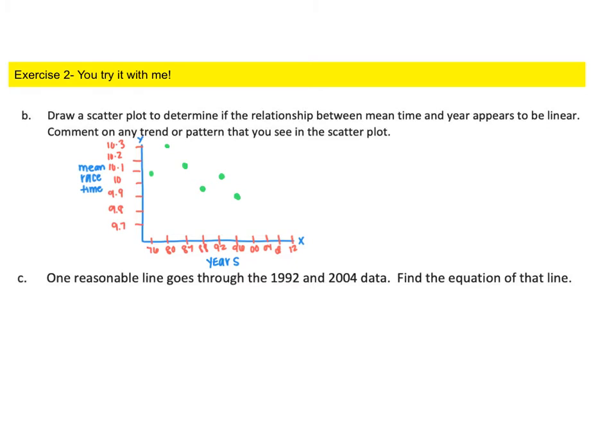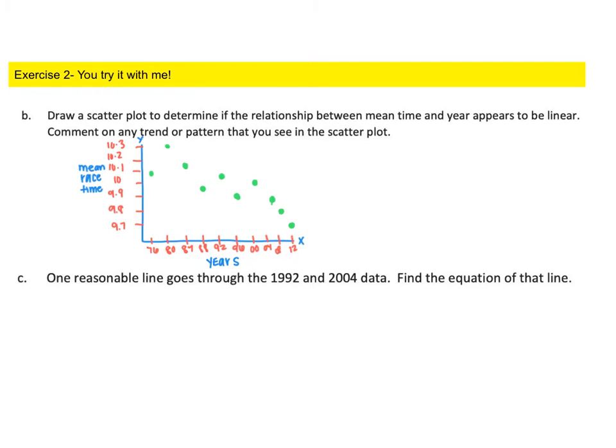For the year 2000, it was 9.97, so very close to 10. For 2004, 9.86. It's close to 9.9. 2008, 9.83. And then 2012, it is 9.72. Okay, so this is our scatter plot.